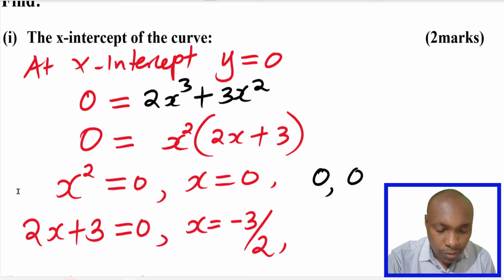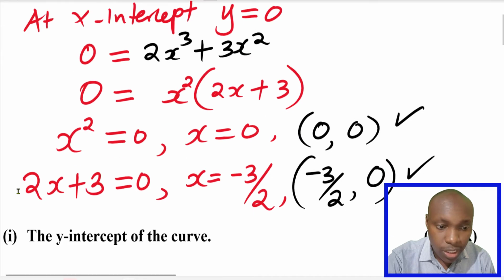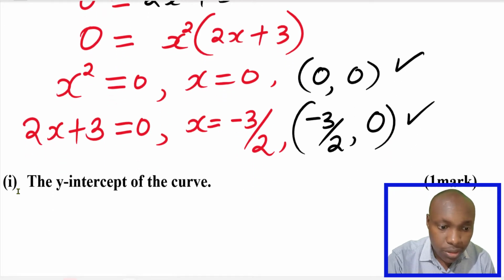So the values of the x-intercepts are 2. There are 2 points where the curve cuts the x-axis, at x equals 0 and at x equals negative 3 over 2. However, we can still give the points where the curve cuts the x-axis. The first point is (0, 0). Remember, the value of y at the x-intercept is 0. The other one is (-3/2, 0).